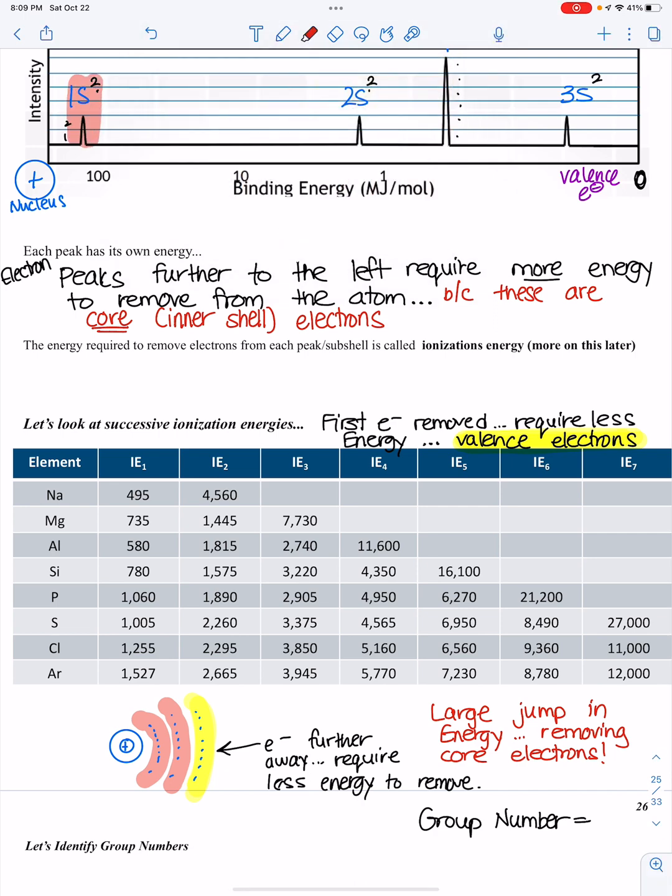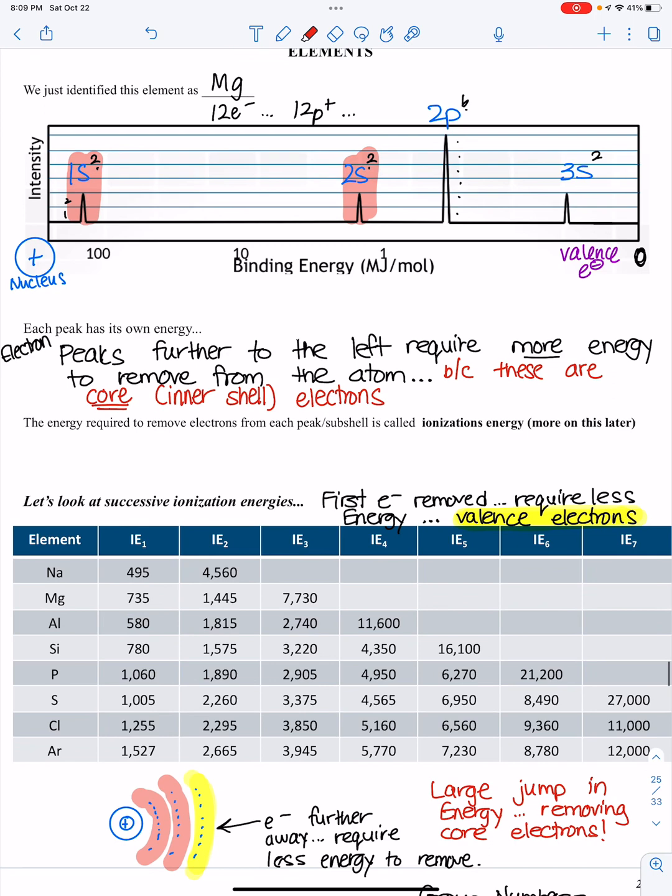This 1s peak is the closest to the nucleus. 2s is further away, but not as far as the 2p. These are all my core electrons. Core electrons right here.